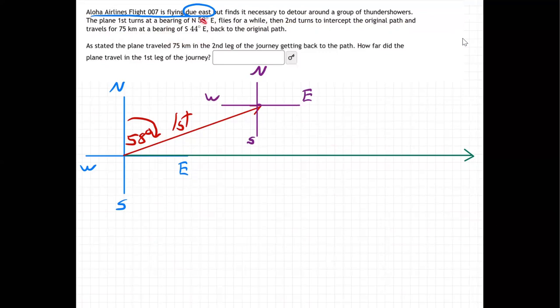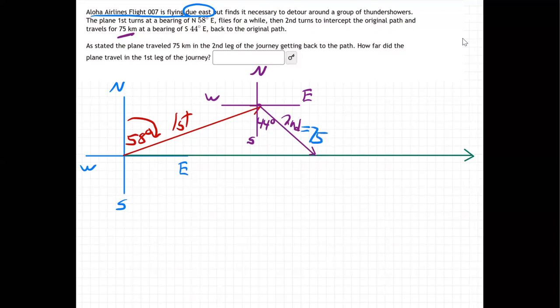And what are they saying happens right there? Start with south, but go 44 degrees to the east. That's how the plane heads back to the original path. So let's draw that. So it's going like this, back to the original path. And this is 44 degrees. And it does that for 75 kilometers. So this is the second leg of the journey, and it is equal to 75 kilometers. Right? That's what they're saying.